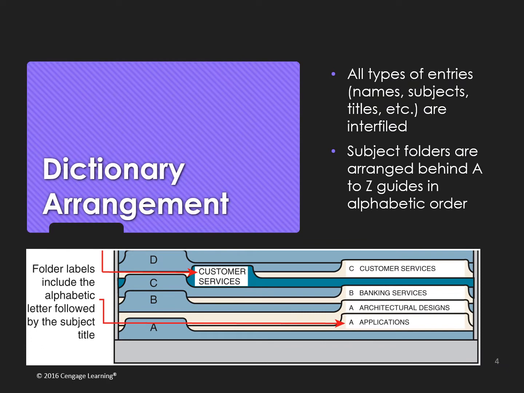You'll see subject filing in a few different formats. One is with a dictionary arrangement. So this just means that all types of entries, so names, subjects, titles, are all interfiled. The subject folders are arranged from A to Z with guides in alphabetic order, just like a dictionary from A to Z.